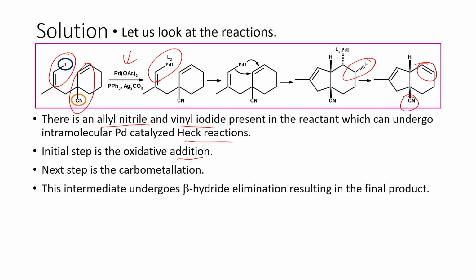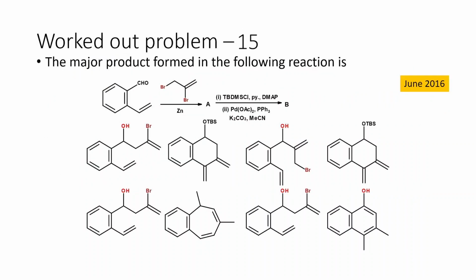And if the cyanide is not there in its place, it is the methyl group that is present here. So that way we can easily figure out how the reaction actually proceeds. And let us move on to the next product.